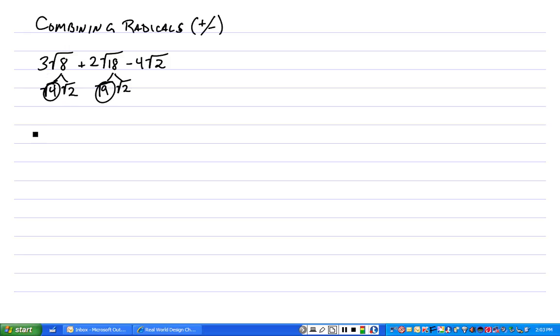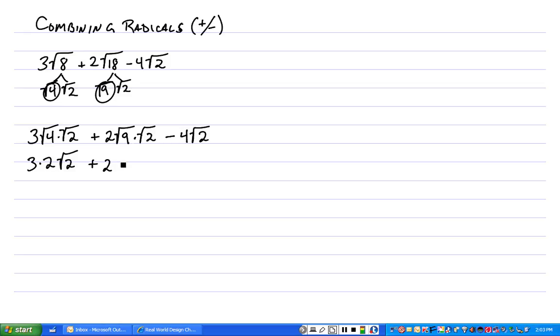So now you have your 3 times your square root of 4 times your square root of 2. That's this first one, plus your 2 times your square root of 9 times your square root of 2, because 18 is 9 and 2. And this last one is 4 square root of 2, because the 2 cannot be broken down any further. And we know that the square root of 4 happens to be a 2, and then we can't break the 2 down, plus keep our 2.